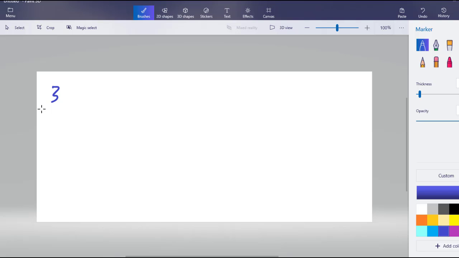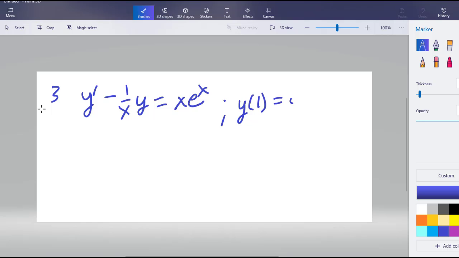In problem 3, we also have a first order linear differential equation, but this time we have an initial condition, y of 1 equals 0. So that means that we need to use this initial data to solve for the constant of integration after we find the general solution to the differential equation.